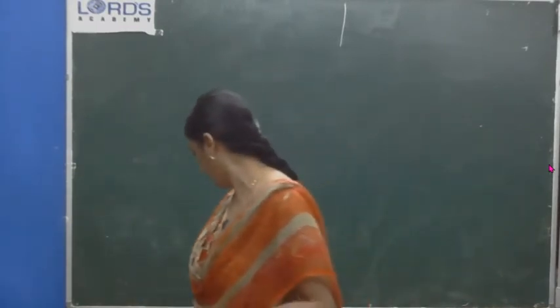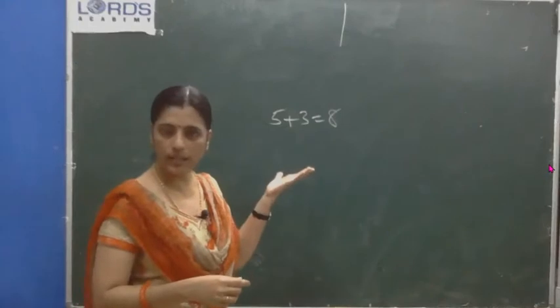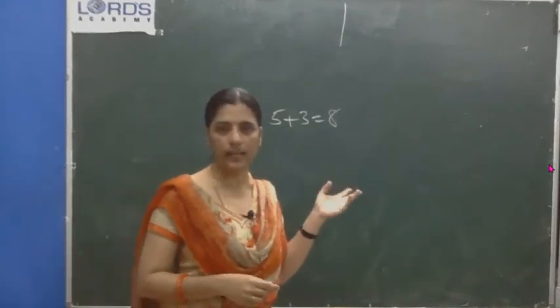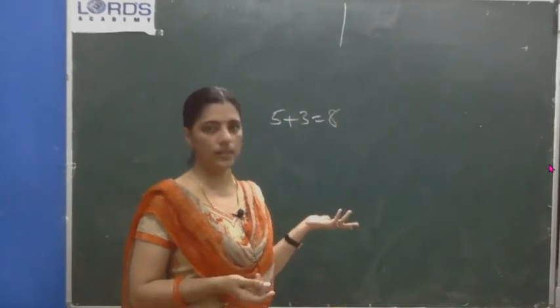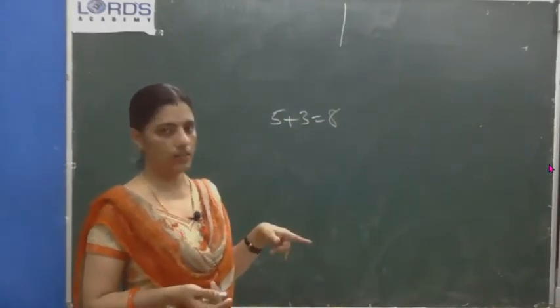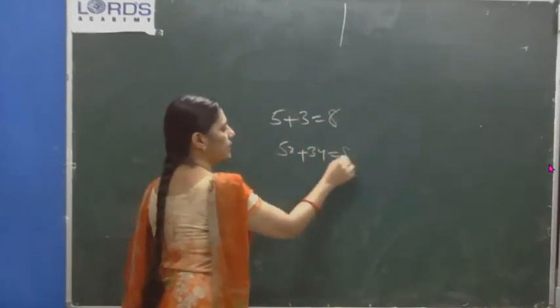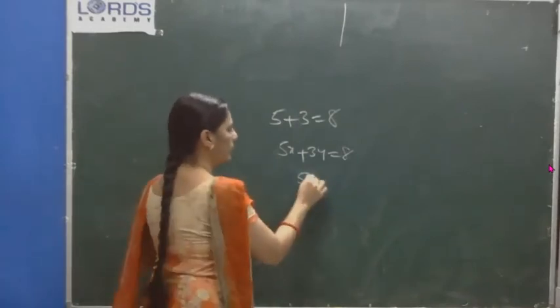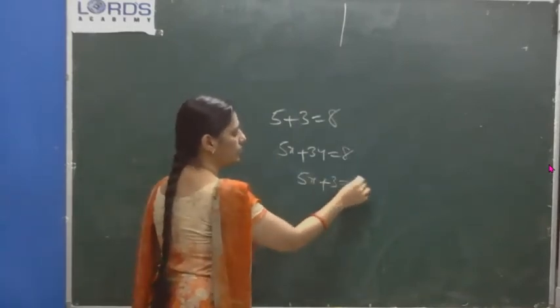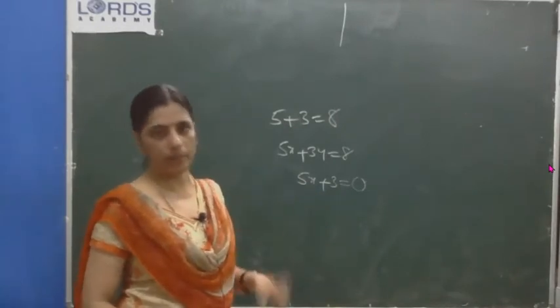I will give one example. See, 5 plus 3 equal to 8. This is an equation, but this equation contains no variable x or y or z or a, b, c, nothing is here. This is an equation, but it contains no variable. 5x plus 3y equal to 8. This is also an equation. This contains two variables, x and y. 5x plus 3 equal to 0. This is also an equation which contains one variable x.